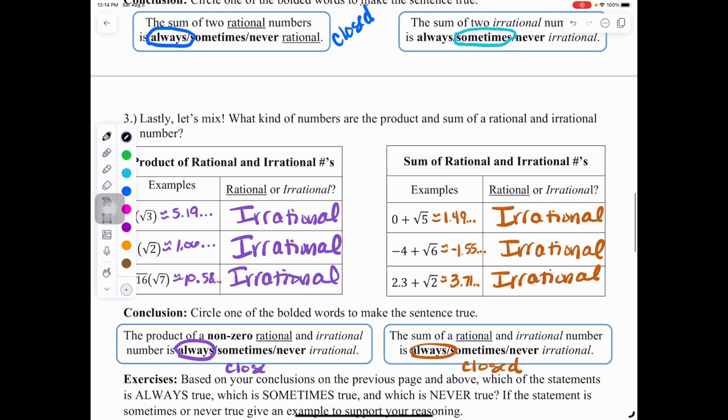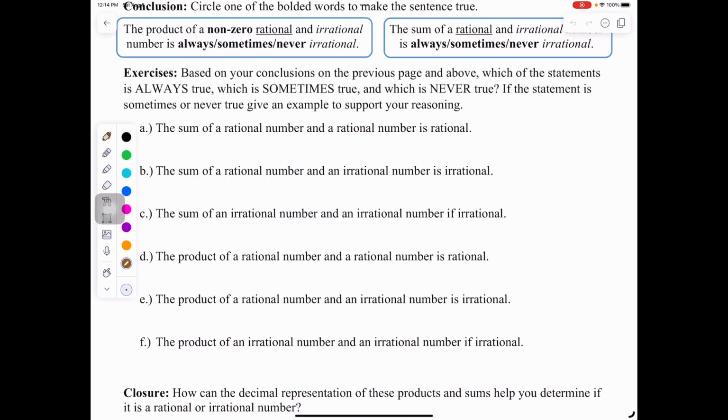Okay? So now we want to take a look at the exercises. It says, based on your conclusions on the previous page and above, which of the statements is always true, which is sometimes true, and which is never true? If the statement is sometimes or never true, give an example to support your reasoning. So again, if the statement is sometimes or never, you need an example to support why you're picking what you're picking. And the way I would suggest you do that is find the exception. Find the example where it doesn't work to prove why you're picking sometimes or never.